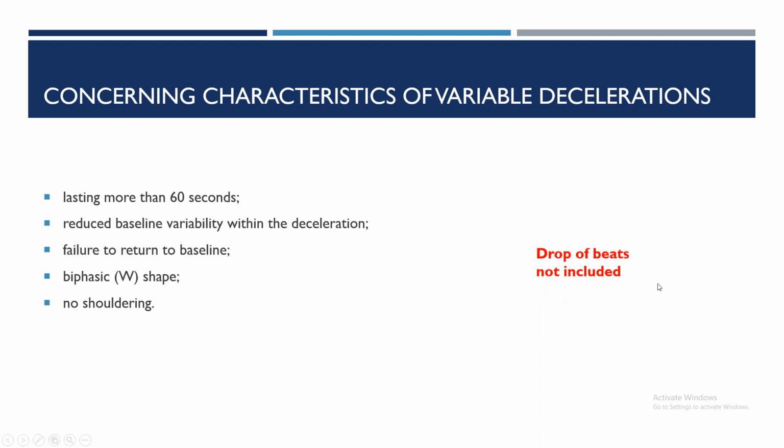And here, remember one thing: in the previous definition, the drop in beats was included. Like you can see in various questions that the decelerations are dropping up to 60 beats or up to 80 beats. But in the recent definition, this drop in beats is not included. Okay, remember well. Most of the books which have questions are according to previous guidelines. There, most of the questions describe variable decelerations dropping up to 60 beats or up to 80 beats. So now this is not included in the concerning characteristics.